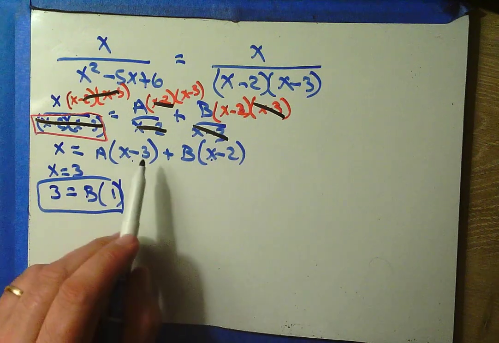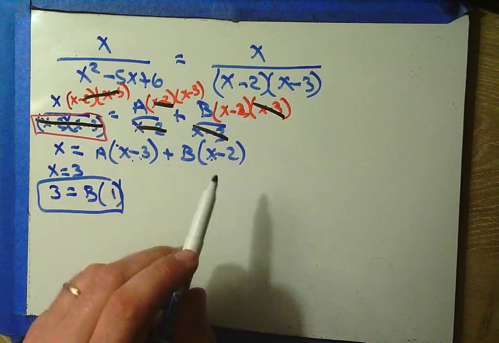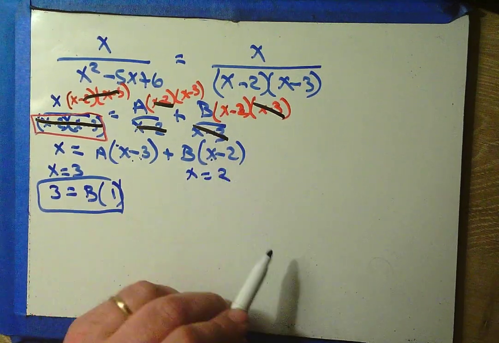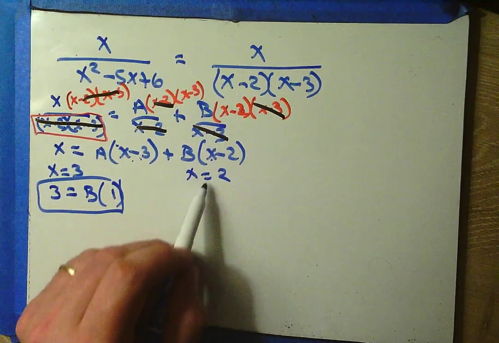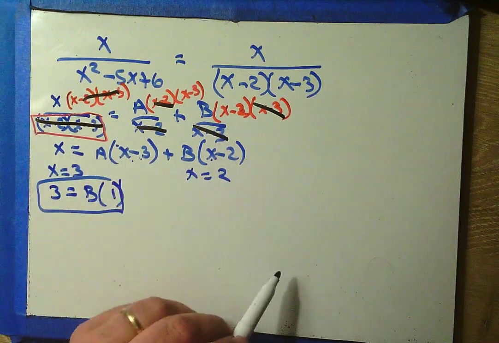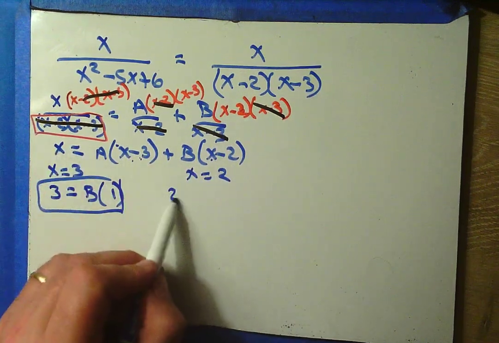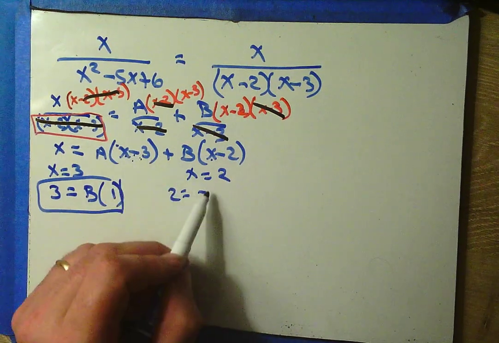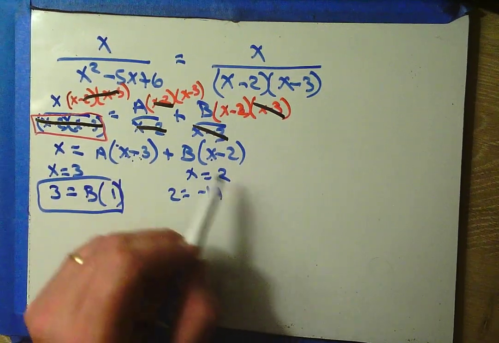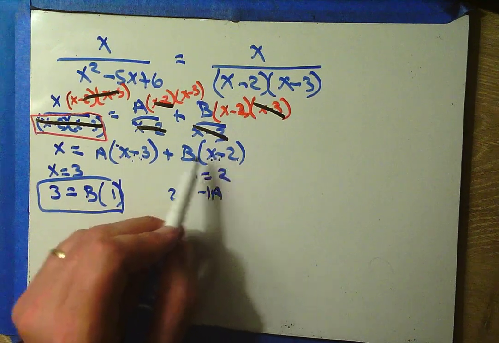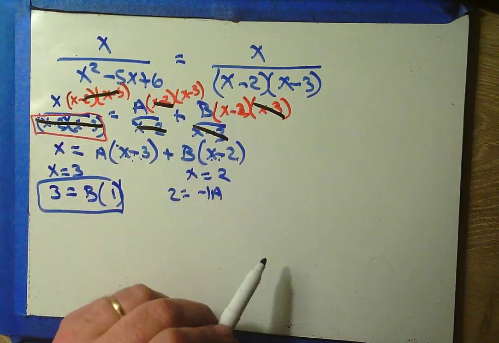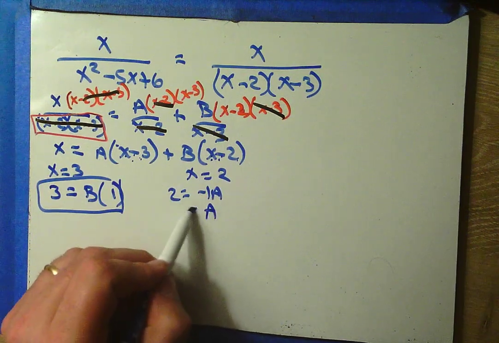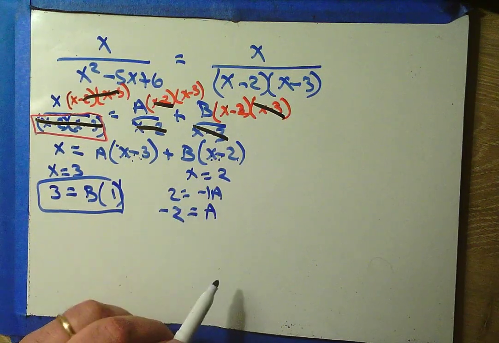Well, we used x equals 3 to make this disappear. What could we use to make this disappear? How about x equals 2? Again, I have to plug this 2 into all the x's of this statement. So 2 equals 2 minus 3 is negative 1 times a. And then 2 minus 2 is 0, and 0 times b, poof, b disappears. So negative a is 2, which means positive a is negative 2.